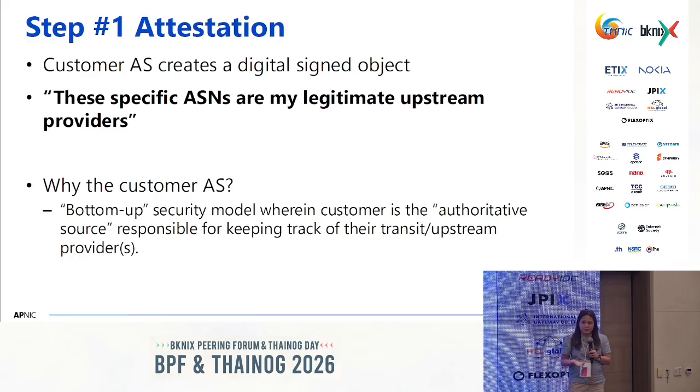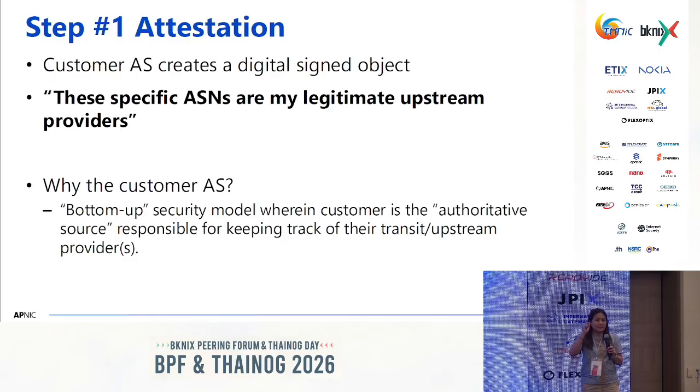The first step in the ASPA process is attestation, wherein a customer AS creates an ASPA object. By doing so, a resource holder like yourself is essentially declaring that these specific ASNs are my legitimate upstream providers. But why the customer AS? The design is that you are allowing the customers instead of the providers to make this declaration. It's kind of like a bottom-up security model wherein the customer is the authoritative source, which makes sense, right? Because you would know better than anyone who your transit, your upstream providers, are.